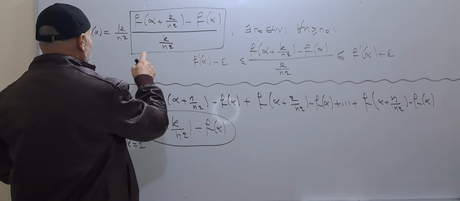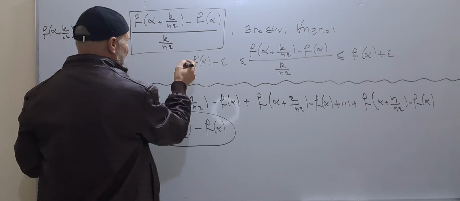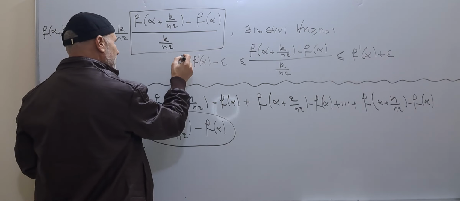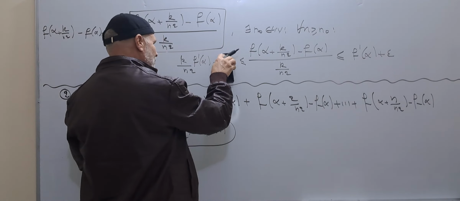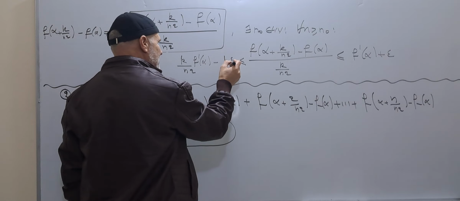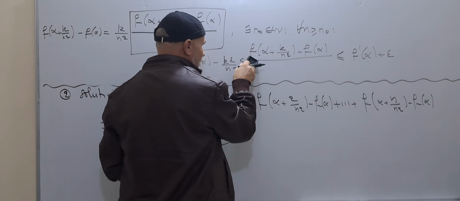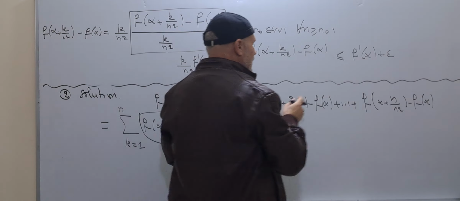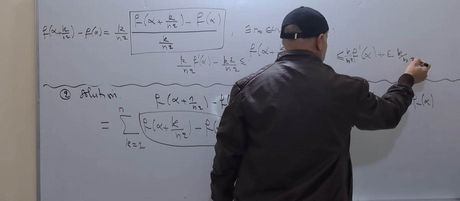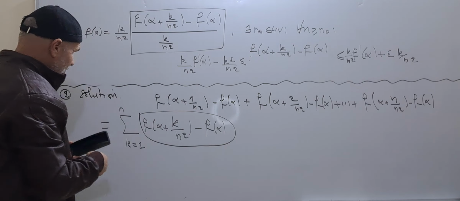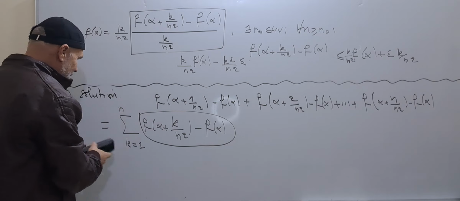But if we multiply by k over n squared, we get here k over n squared, and here minus k epsilon over n squared. So we get this formula, k over n squared and k over n squared. We have the sum from k equal to 0 until n. So we will take this sum.